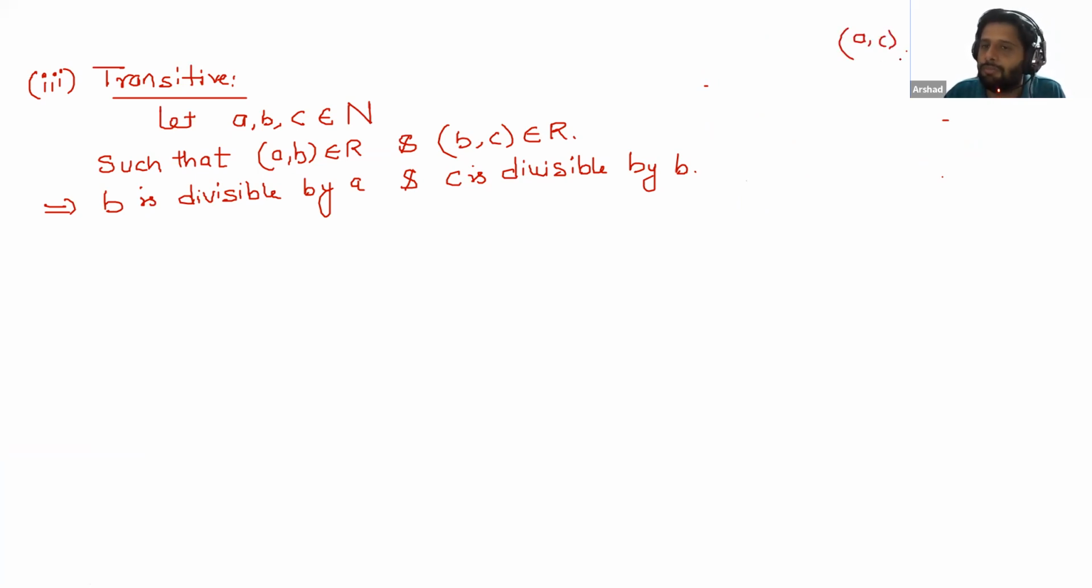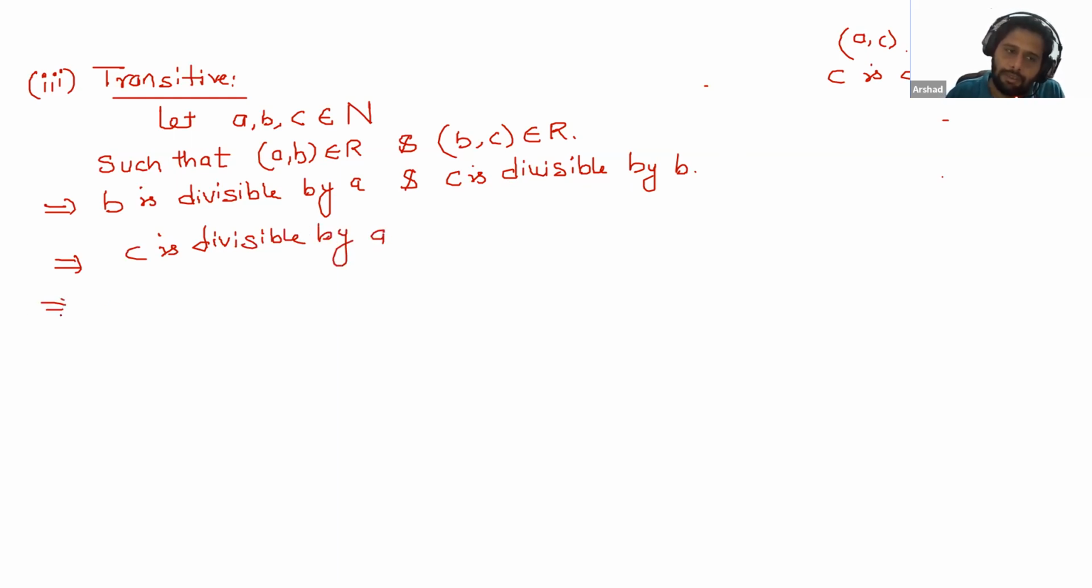So what does this mean? C is divisible by A. So you must know the result, then only you can present your answer. At the end, we need that C is divisible by A. Now here, B is divisible by A, C is divisible by B. Then this implies C is divisible by A. This implies A comma C belongs to the relation R.